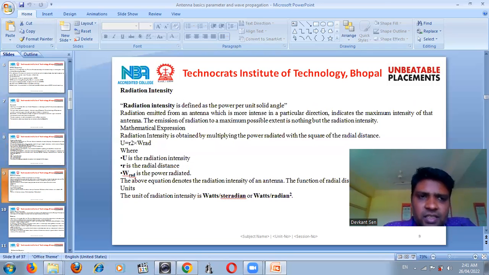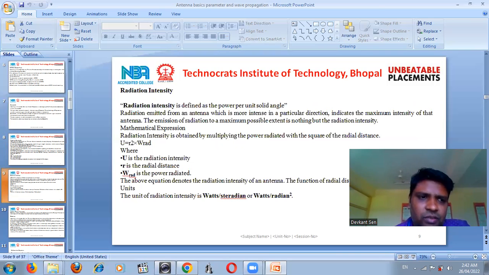Radiation intensity. Radiation intensity is defined as the power per unit solid angle radiated from an antenna, which is more intense in a particular direction, indicating the maximum intensity of the antenna. The emission of radiation to a maximum possible extent is nothing but the radiation intensity.